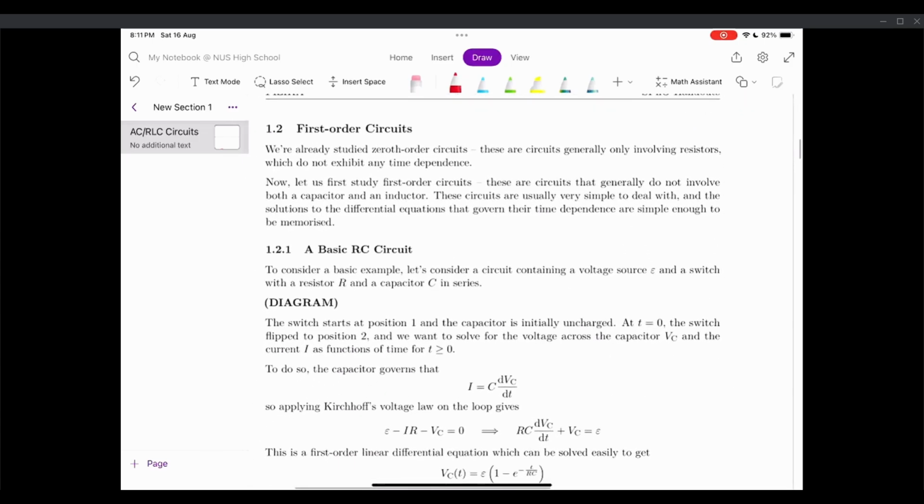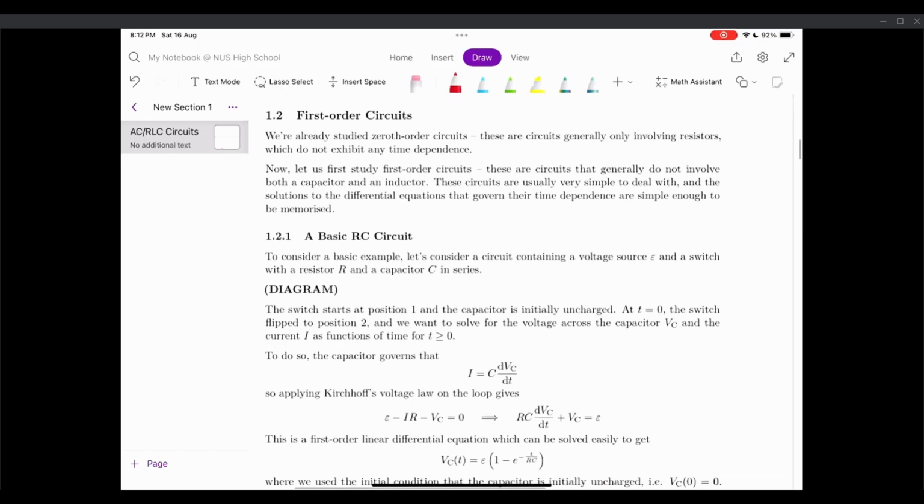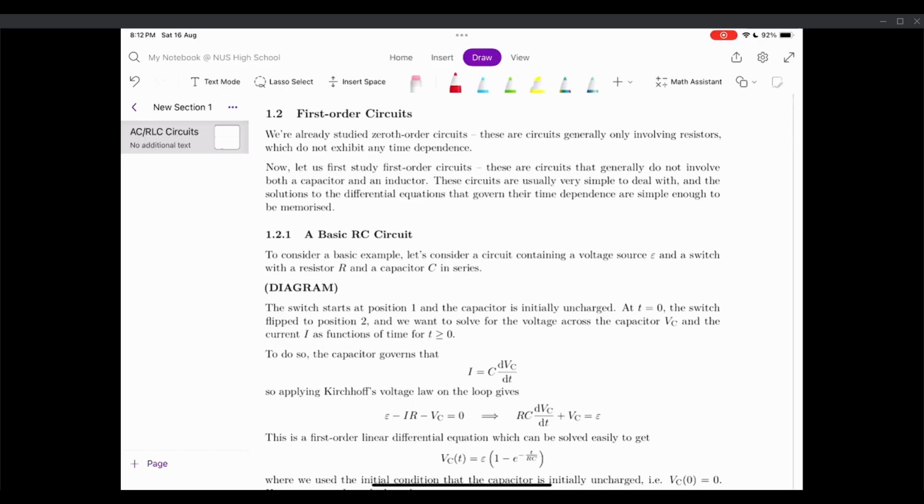Next, the first thing we shall go through is first order circuits. I'll go through this really quickly because honestly a lot of it is just math. And actually a lot of this chapter is just math. But okay, first order circuits usually have only capacitors or inductors in the circuit.